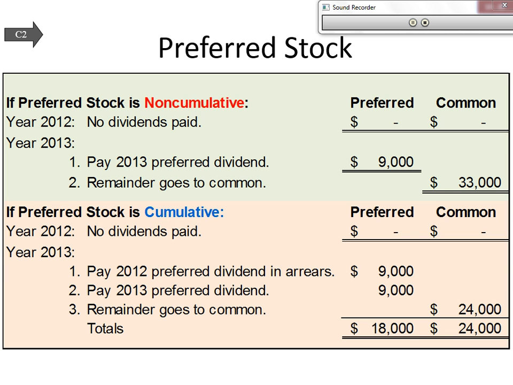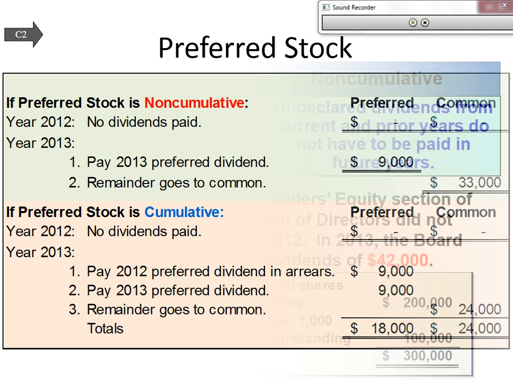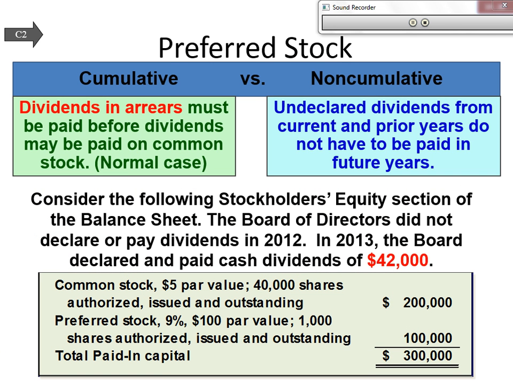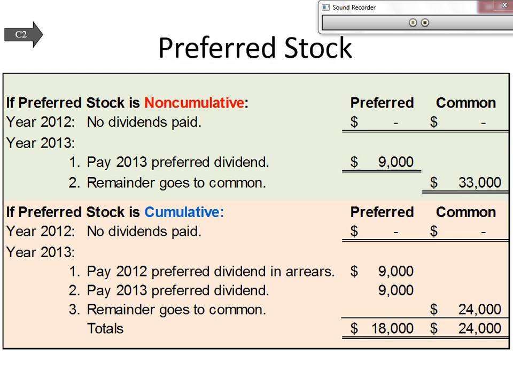So if preferred stock is non-cumulative, what does that mean? Cumulative means they get what's in arrears first. Non-cumulative means whatever's in arrears is not a factor. You only get the current, right? So non-cumulative, 2012, they didn't get any dividends, so that's technically in arrears, right?